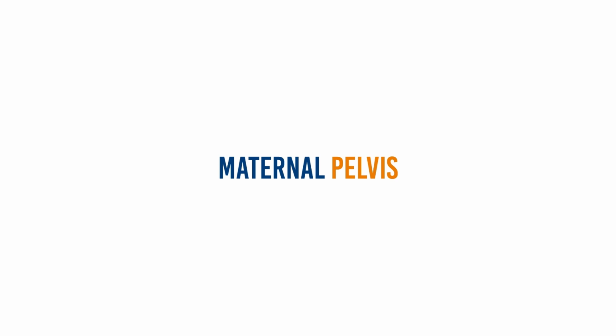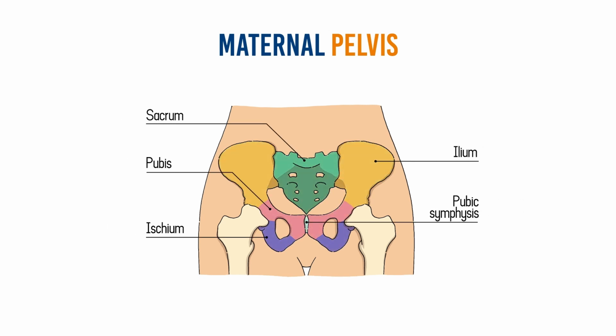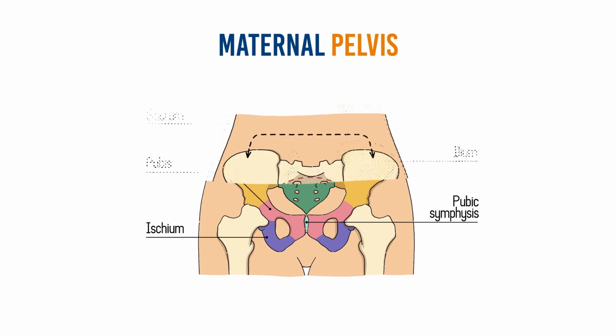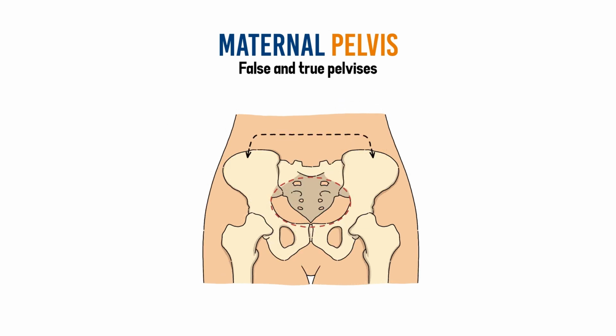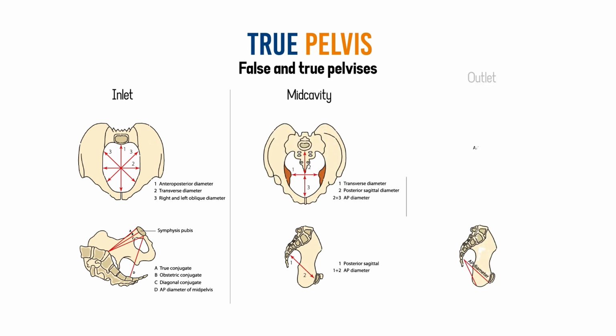Maternal pelvis. The bony pelvis is made up of two innominate bones, the right and left hip bones, which consist of the fused elements of the ilium, ischium and pubis, the sacrum and the coccyx. The pelvis may be divided by linea terminalis into an upper part known as pelvis major or false pelvis and a lower part known as pelvis minor or true pelvis. The true pelvis is divided into inlet, mid-cavity and outlet.